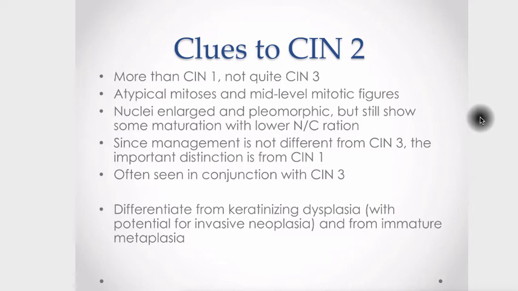So while the nuclei are shrinking down and maybe a little smaller than the CIN1 nuclei, they're not as small as the CIN3 nuclei, and the amount of cytoplasm is still moderate to high, so that NC ratio still remains lower than with CIN3.